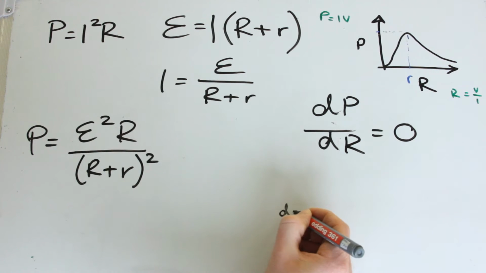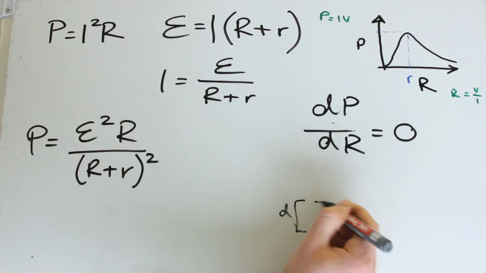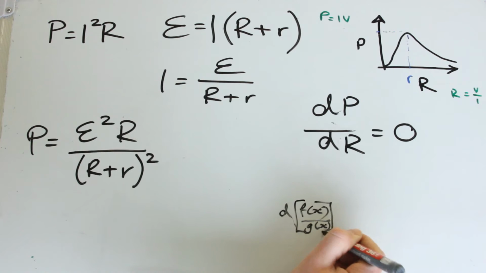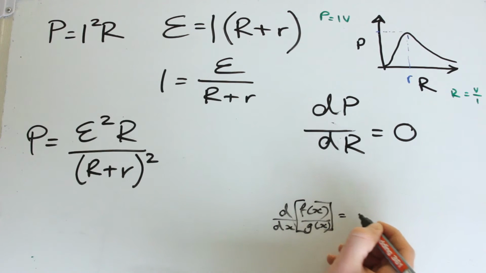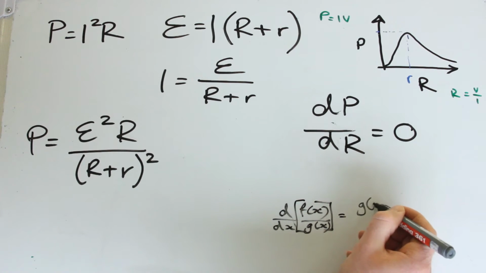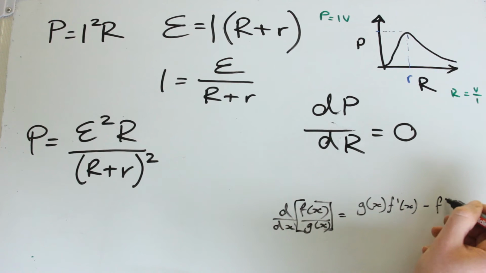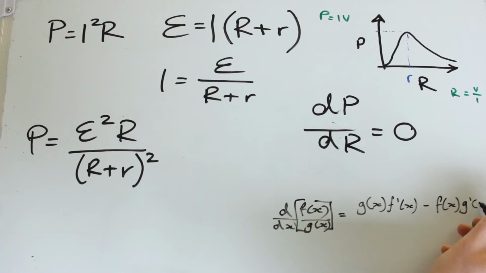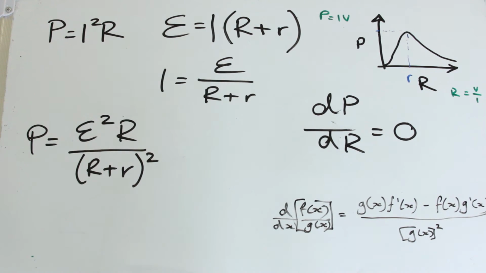And the quotient rule says that differentiation of a fraction, and we're going to call that fraction f(x) over g(x), just two functions of x, with respect to x, is g(x) multiplied by the differential of f(x), take away f(x) multiplied by the differential of g(x), over g(x) squared.